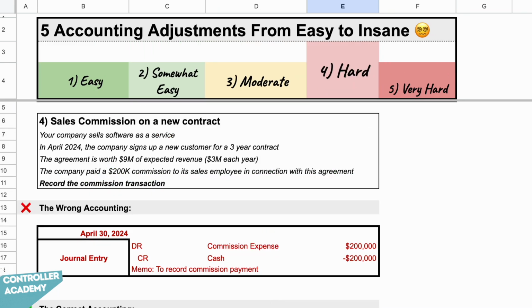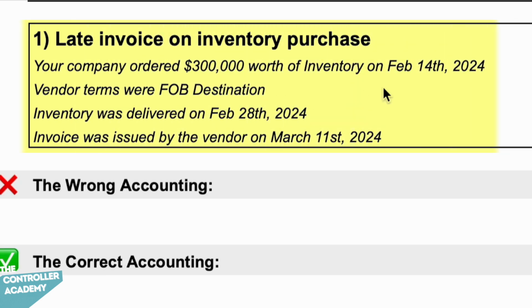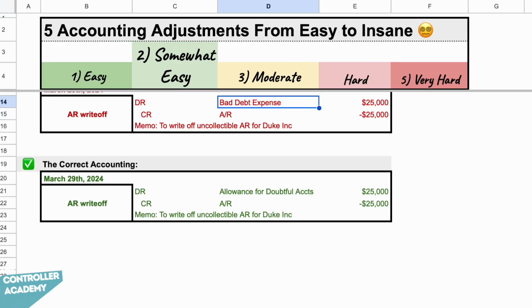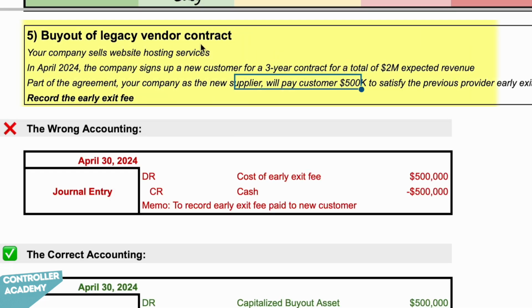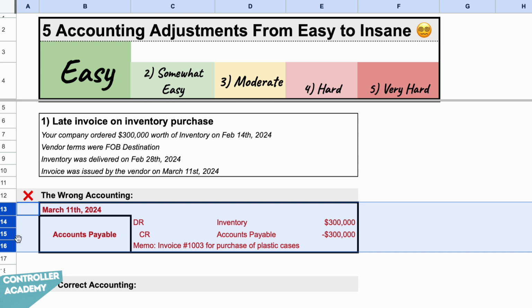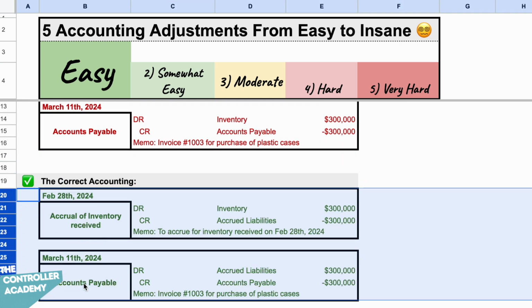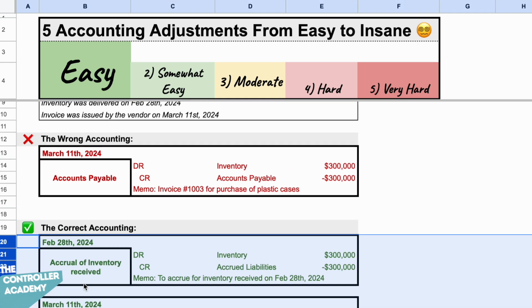We will go from an easy example, such as a late invoice on an inventory purchase, all the way to a very difficult example related to costs to acquire a new customer contract. We will look at both the wrong accounting treatment as well as the correct way to record each transaction.